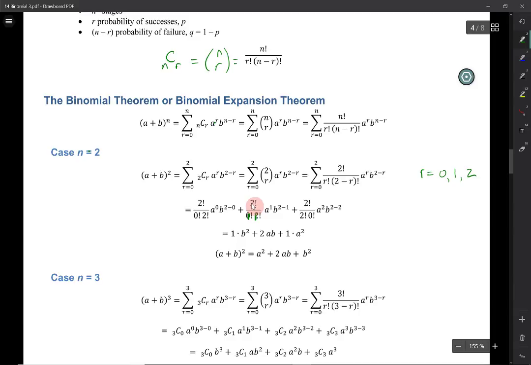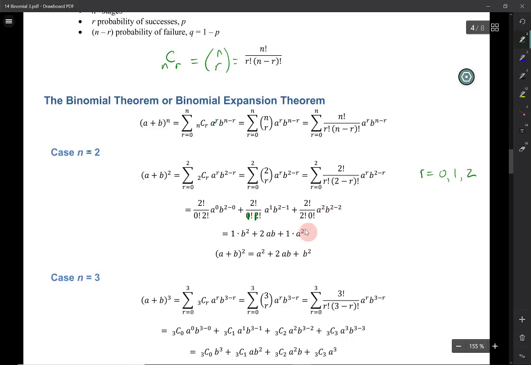Next one over, this is 1 factorial and 1 factorial, so they become 1, and 2 factorial is 2. So we each have a and b coming in with the power 1, but there's 2 of them, and so the coefficient tells us that there were 2 of them. And then finally, 0 factorial is 1, and then 2 factorial over 2 factorial is 1, right? Because anything over itself is 1.